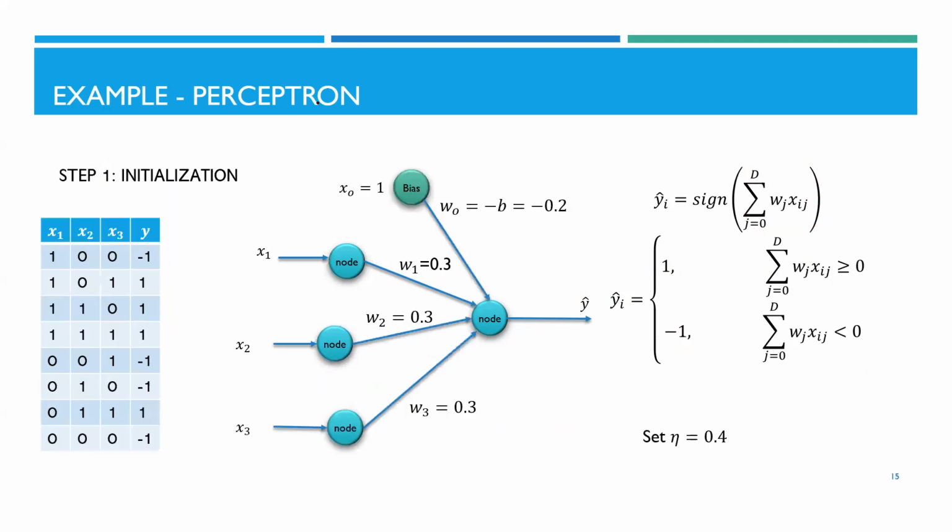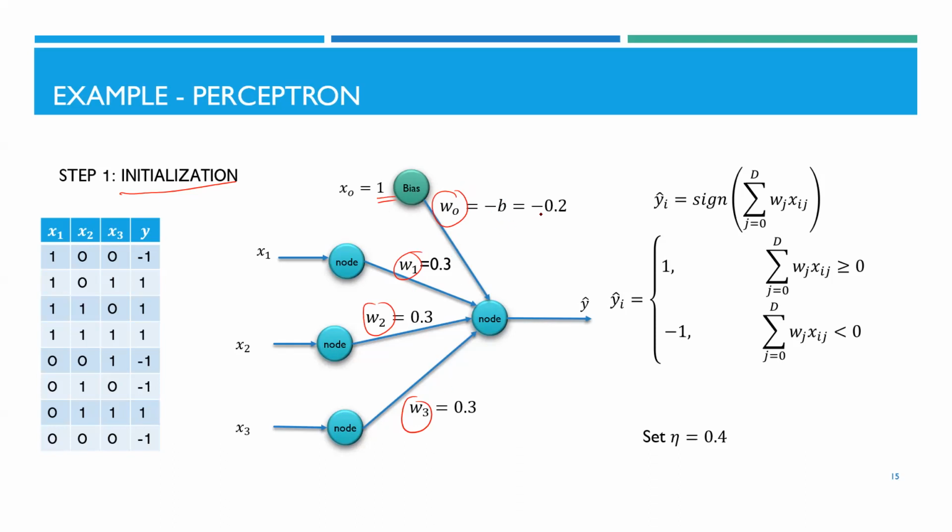Okay, so let's see. The first step is initialization. Of course, before we do this calculation, we have to know the initial value of each weight and also the bias. The bias is set to 1 here. I call it x0 to make it easy. So x0 is the bias, equal to 1. And we have w0, w1, w2, w3. For the initialization, we use random numbers.